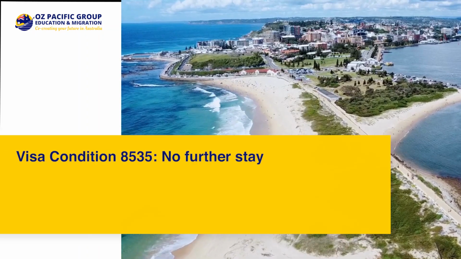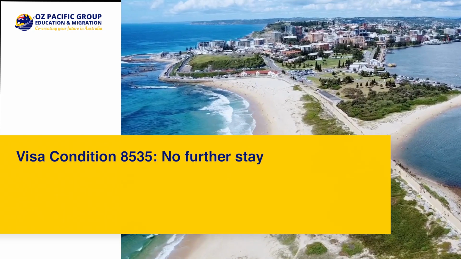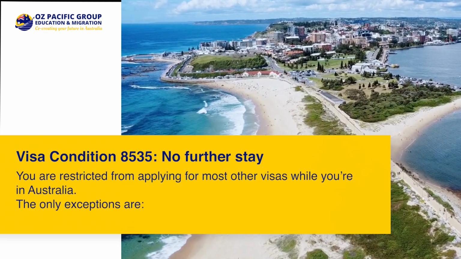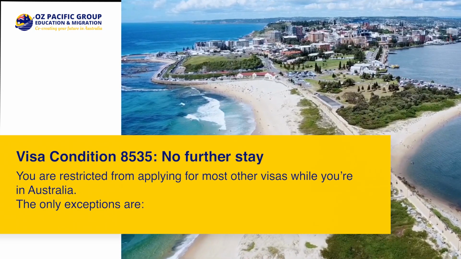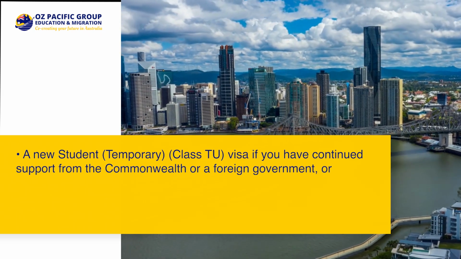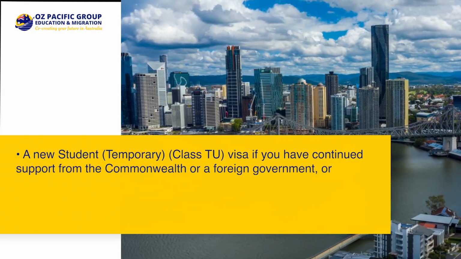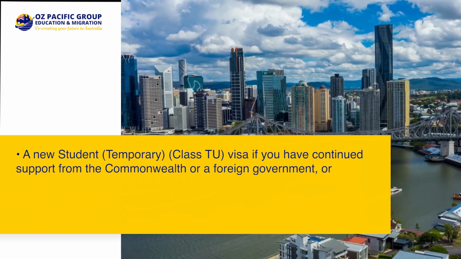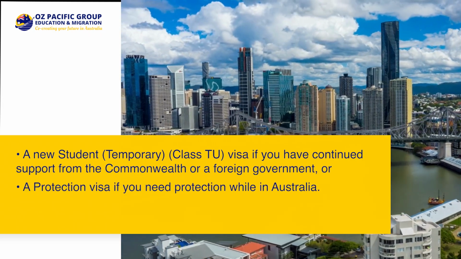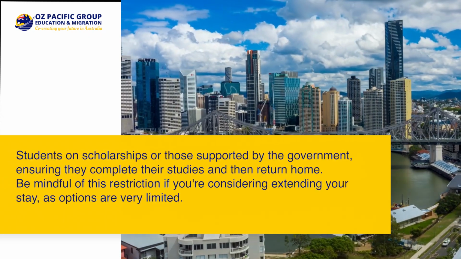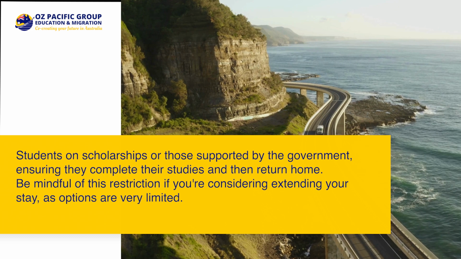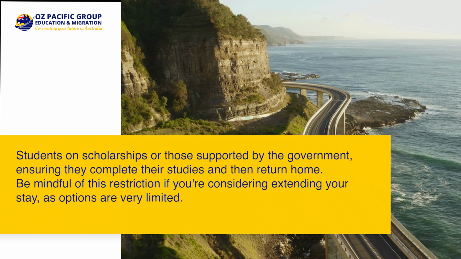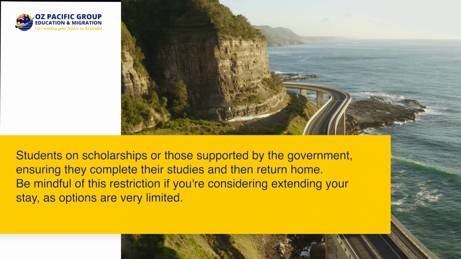8. Visa Condition 8535, no further stay. With this condition, you are restricted from applying for most other visas while you're in Australia. The only exceptions are a new student, temporary, Class TU, visa if you have continued support from the Commonwealth or a foreign government, or a protection visa if you need protection while in Australia. This condition is common for students on scholarships or those supported by the government, ensuring they complete their studies and then return home. Be mindful of this restriction if you're considering extending your stay, as options are very limited.